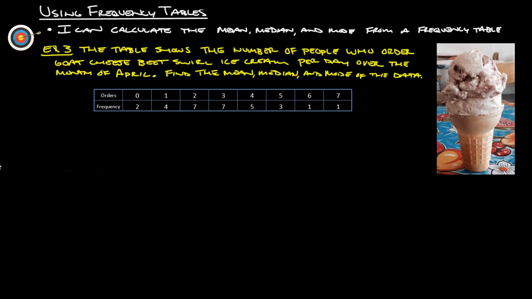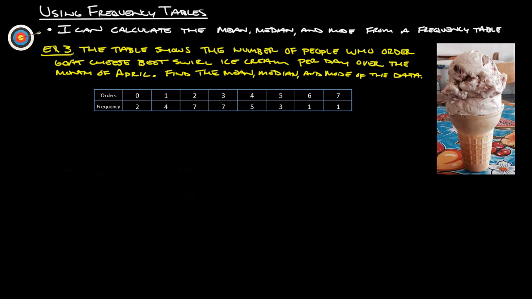I'm going to take you through the using frequency tables notes. At the end of this, you should be able to say, I can calculate the mean, median, and mode from a frequency table. Okay, so we're just going to take a look at an example, and then away we go.